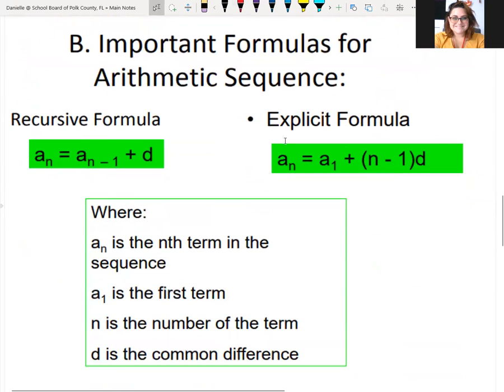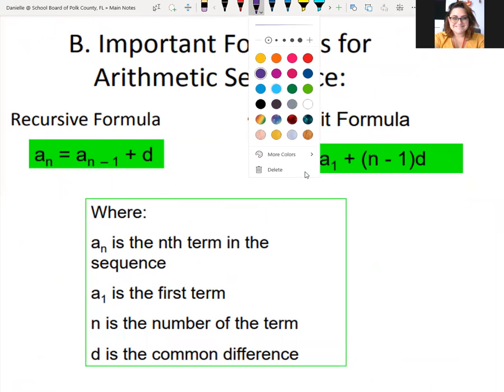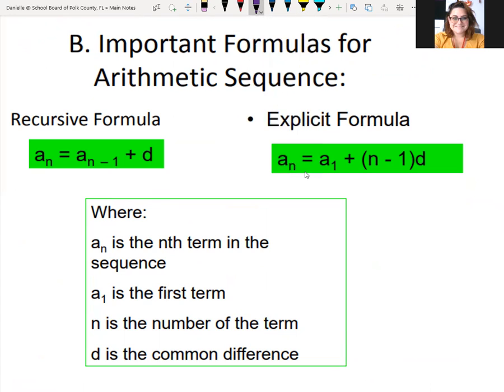These two formulas are extremely important, so we need to make sure that we write them down in our notes. Recursive and explicit. Recursive we use if we know the first term. Or if we're looking for the next term, I'm sorry. Am I lying to you? No, it's if we know the first term.